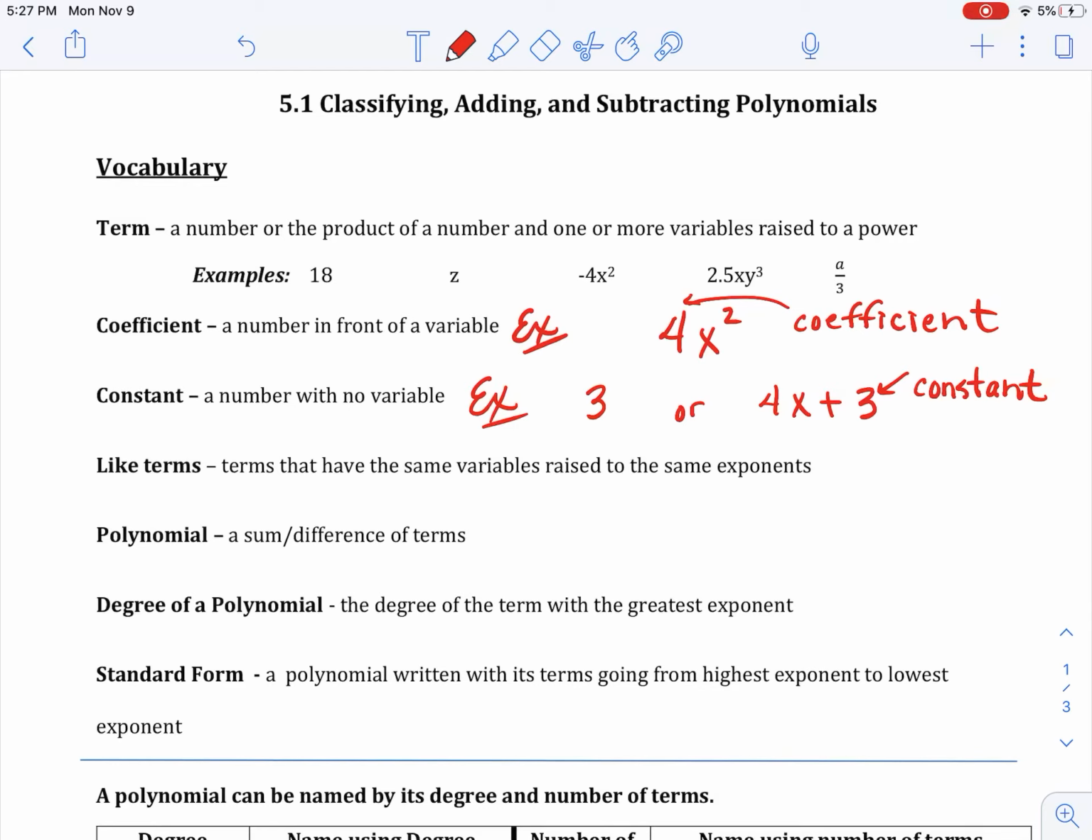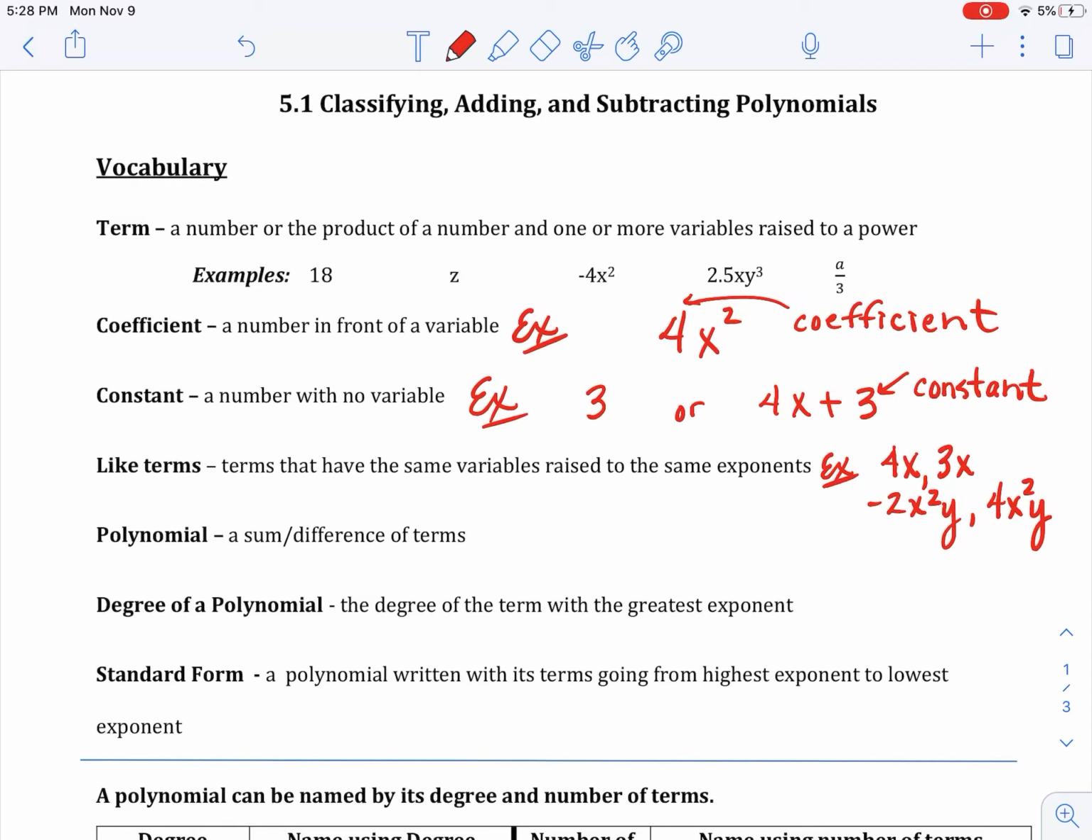Now, like terms are terms that have the same variables raised to the same exponents. So for example, if we had something like 4x and 3x, those are considered like terms. Or if we had something like negative 2x squared y, and then we maybe had 4x squared y, they have exactly the same variables with exactly the same exponents. So those would be considered like terms, each of those examples. And later we're going to be adding or subtracting some polynomials, and we're going to be looking for like terms that we can combine. So it's important that we understand what a like term is.